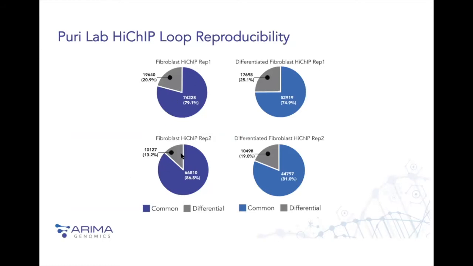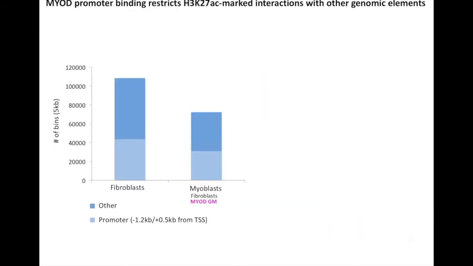replicate overlap, ranging around 80% of the common interactions that we capture with the HiChIP in the two biological replicates of our fibroblasts. I should point out that those are human IMR90 fibroblasts, just to be precise. And the same, we found a consistent 80% reproducibility when we used HiChIP with MyoD-converted fibroblasts into the myogenic lineage.